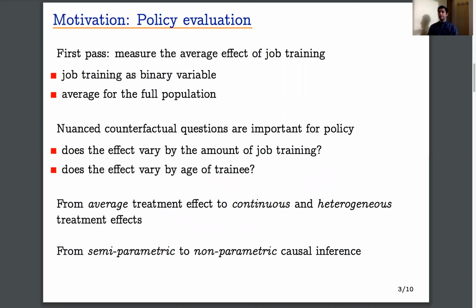As a first pass, we could measure the average effect of job training. That is, we could reduce job training to a binary variable and then estimate the average for the full population. For policymakers, nuanced counterfactuals are also very important. Questions like, does the effect vary by the amount of job training? And does the effect vary by the age of the trainee? The former is a continuous treatment effect, and the latter is a heterogeneous treatment effect. Indeed, these are non-parametric quantities.